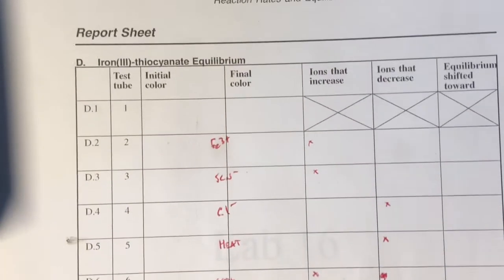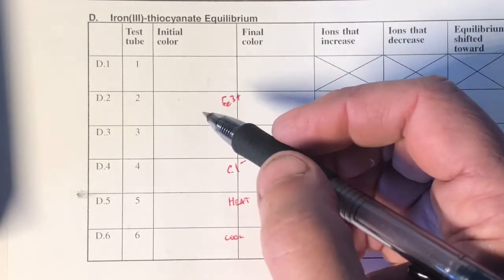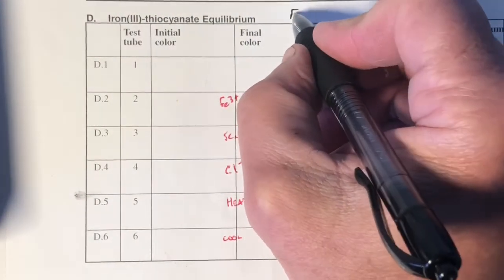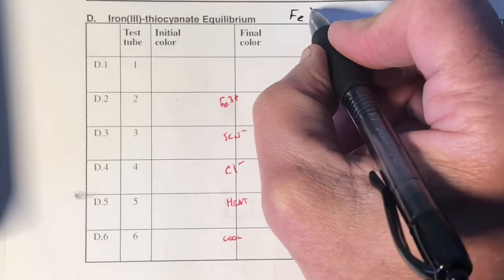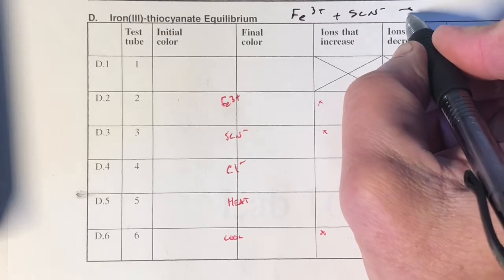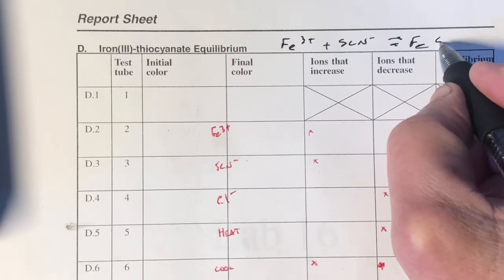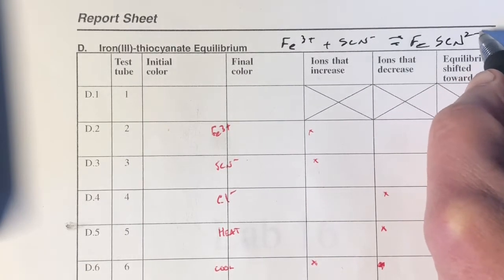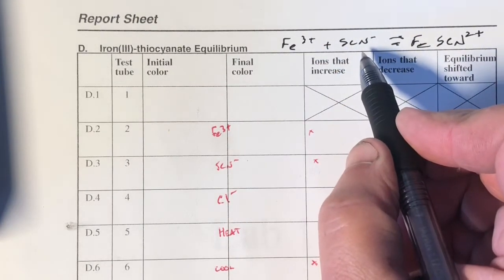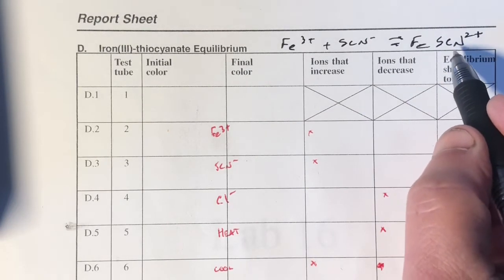And question, or rather part D, let's just run through what happens. We set up an initial solution that has the iron 3 plus and thiocyanate, and that forms FeSCN 2 plus. And all of these are soluble. The iron 3 plus is very pale in color. The thiocyanate is colorless. And the iron thiocyanate is very intense, almost like tomato juice.